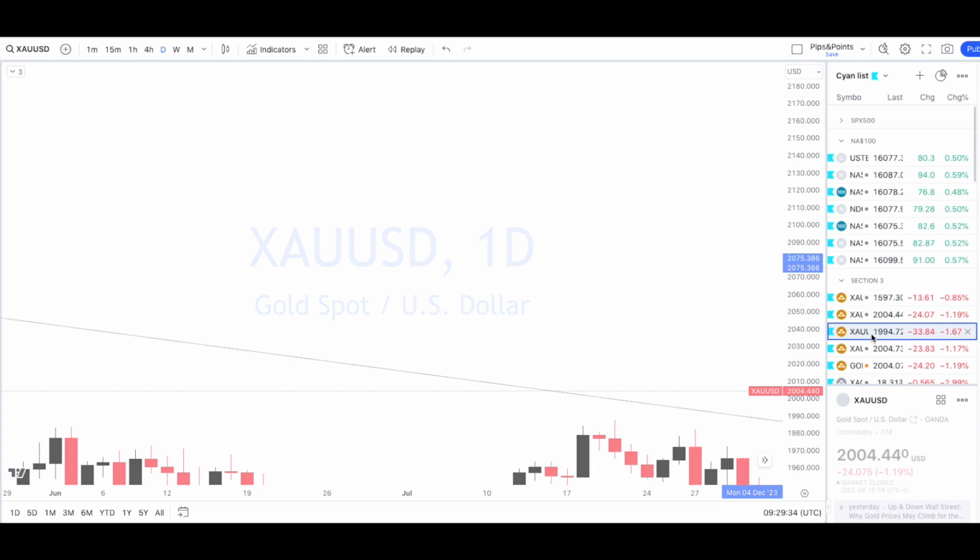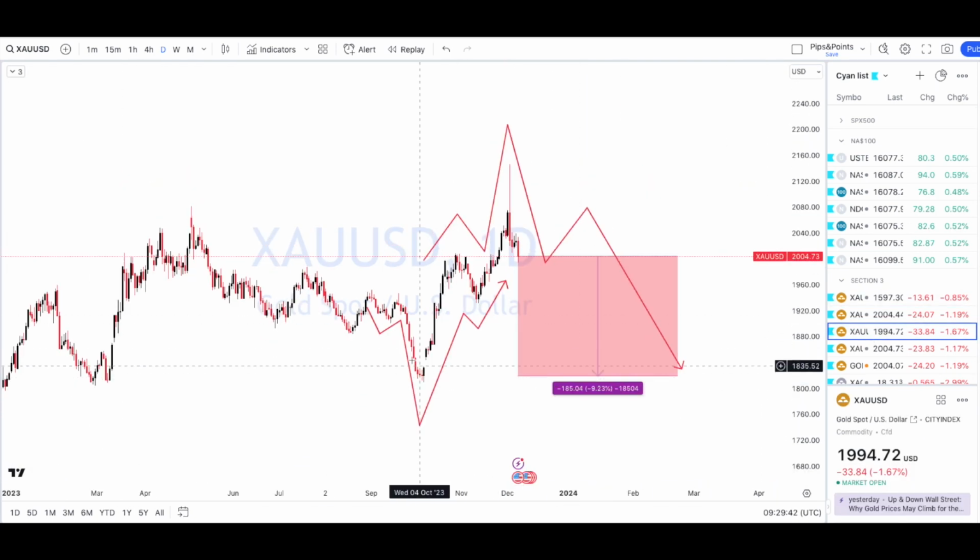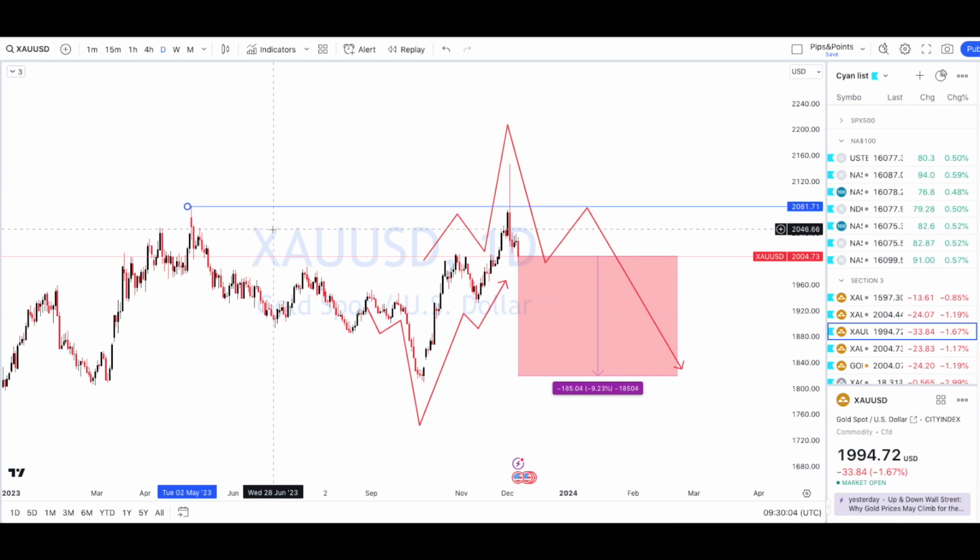Actually, let me get out another gold chart. We can see here, I'll explain a little bit of what we've got going on down here. This point right here was taken out. The reason I took the sell is basically because of this area right here. So I'm just going to draw a little level across it.